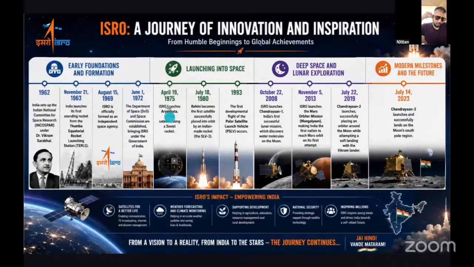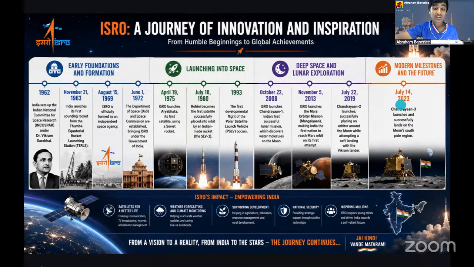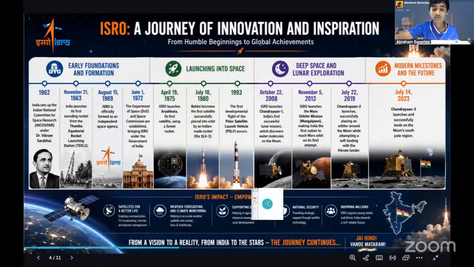From the start of ISRO in 1962 to 2023 and onwards, ISRO has achieved great wonders. Launching its first satellite in 1975 and being able to launch its own rockets, from going to Mars in 2013 to going to the moon and landing successfully on the South Pole in 2023. ISRO has completed a vast majority of things.